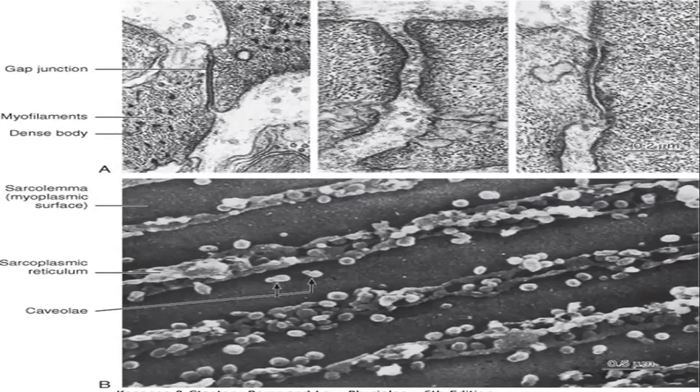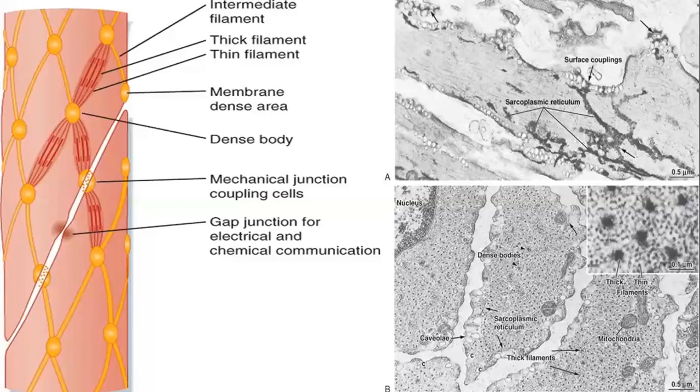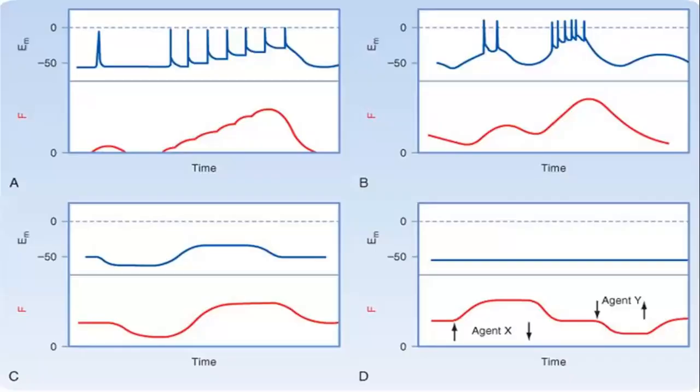These sarcolemmal regions of the sarcoplasmic reticulum play an important role in the regulation of intracellular calcium and hence smooth muscle tone. Again, in this picture, you can see dense bodies, gap junctions, thick and thin filaments, that is the actin and the myosin filaments.